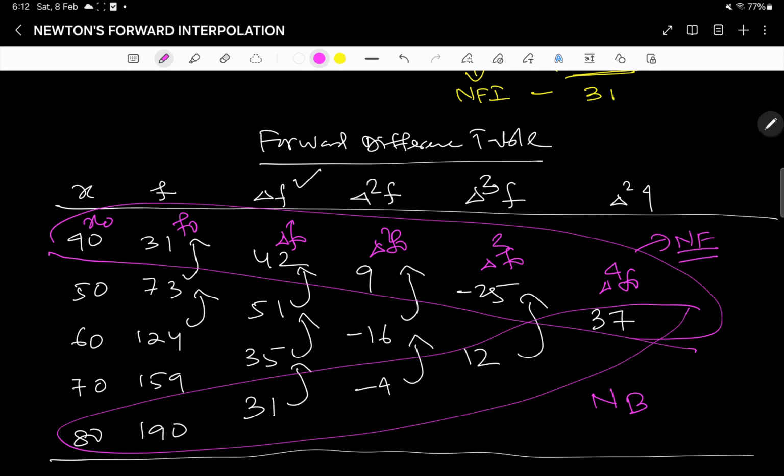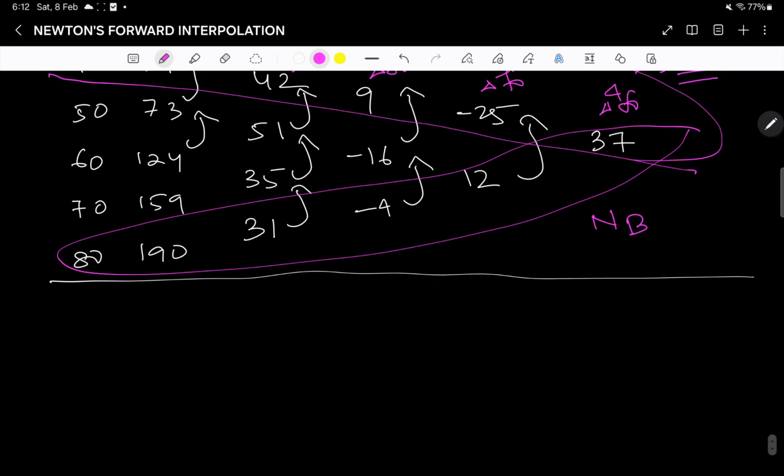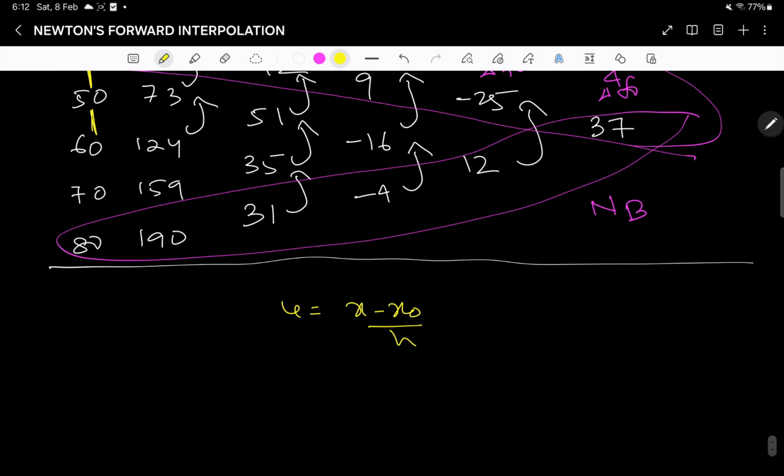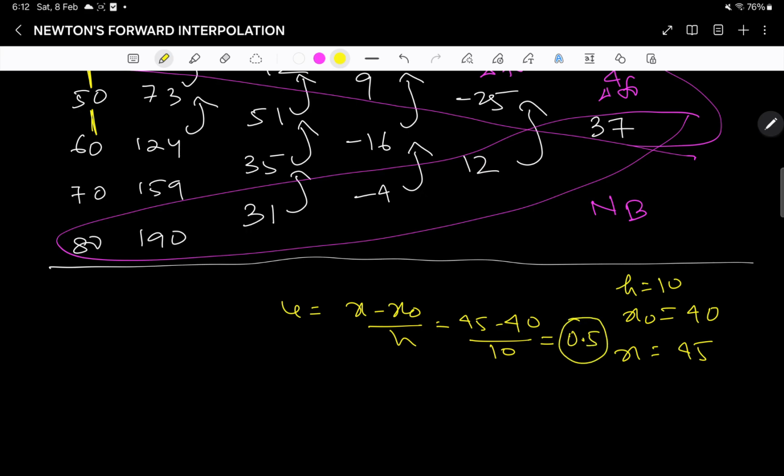So now what is my u? Let u be equal to x minus x0 by h. What is h here? What is the gap here? The gap is 10. So my h is 10, and x0 is my 40, x is my 45. So this is 45 minus 40 divided by 10. It is here 5 by 10 is half, 0.5. Okay, so this is my u.